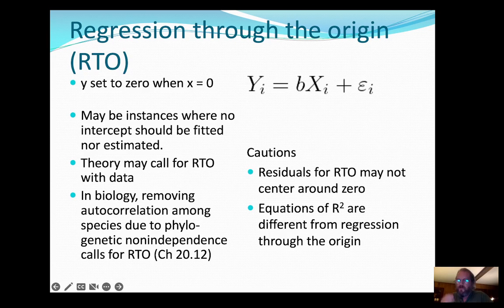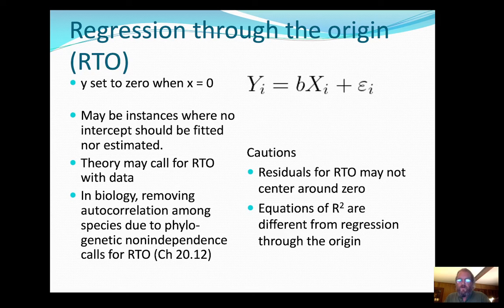Okay. Some notes about this. This shows up in chapter 17, but it's also discussed in other places. But everything is the same about regression through the origin and normal regression, except for there's some details about the interpretation that you have to be careful about. For example, we'll talk about residuals. They will be plus or minus around the mean, which will be 0. Okay, but in RTOs, the mean of the residuals may not be 0.